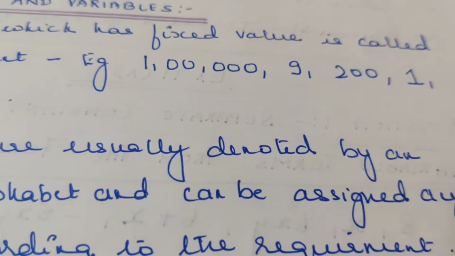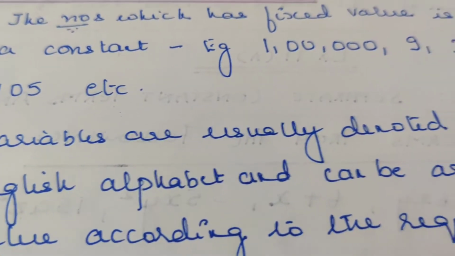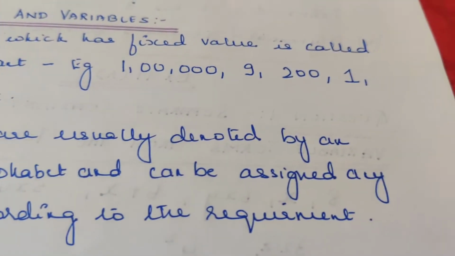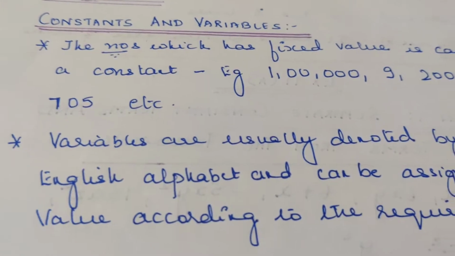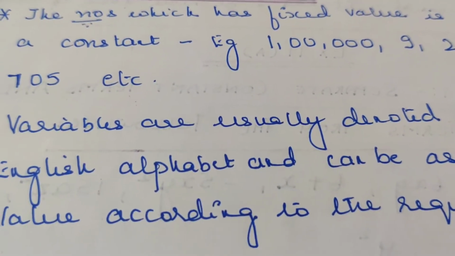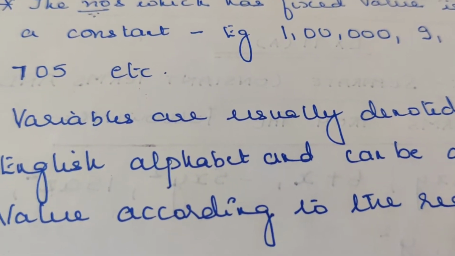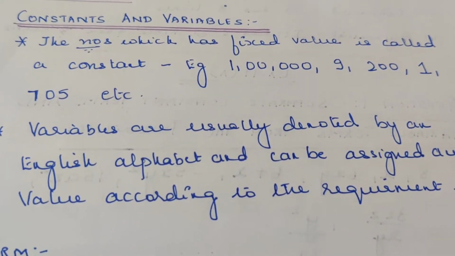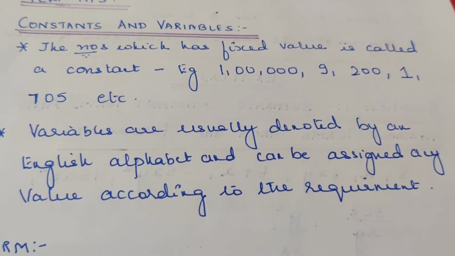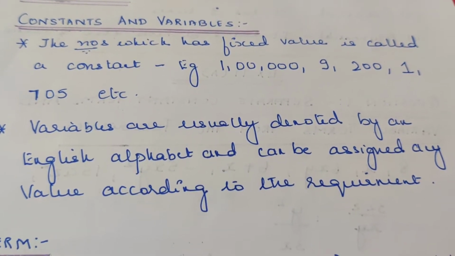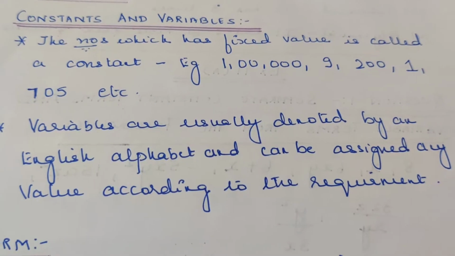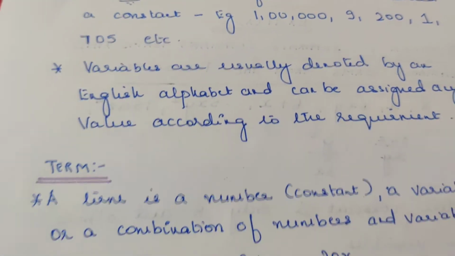Variables are usually denoted by an English alphabet and can be assigned any value according to the requirement. You will understand this as and when I start doing the sums, and you'll get more clarity on this. So I repeat, variables are usually denoted by an English alphabet and can be assigned any value according to the requirement.